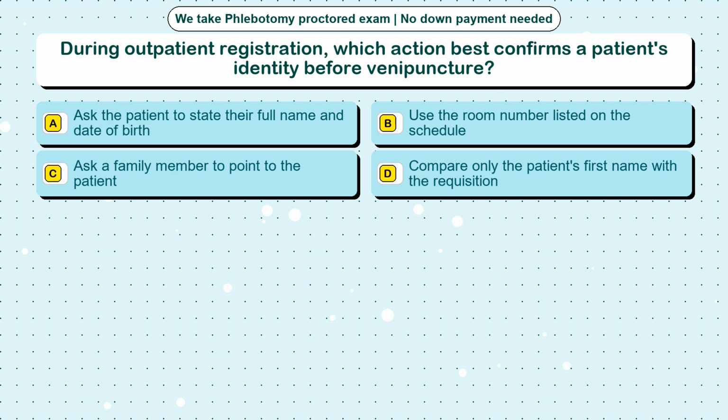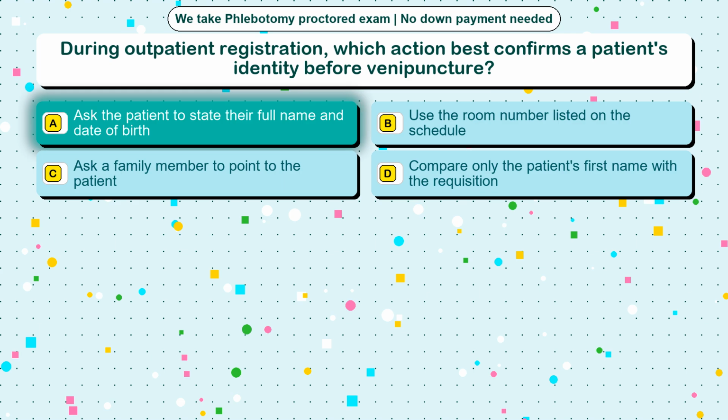Question 30. During outpatient registration, which action best confirms a patient's identity before venipuncture? Option A. Ask the patient to state their full name and date of birth. Option B. Use the room number listed on the schedule. Option C. Ask a family member to point to the patient. Option D. Compare only the patient's first name with the requisition.